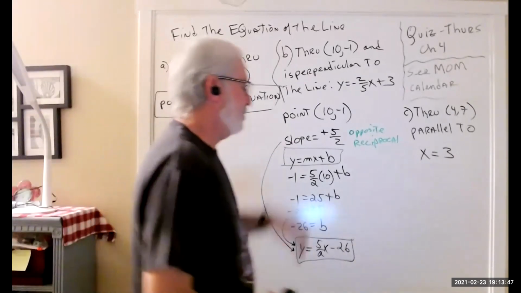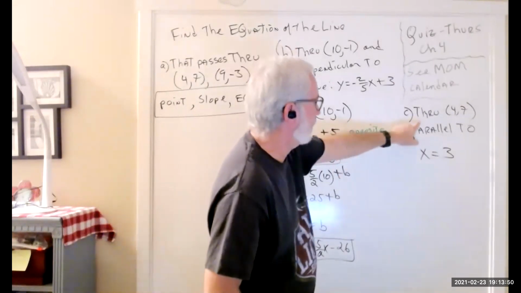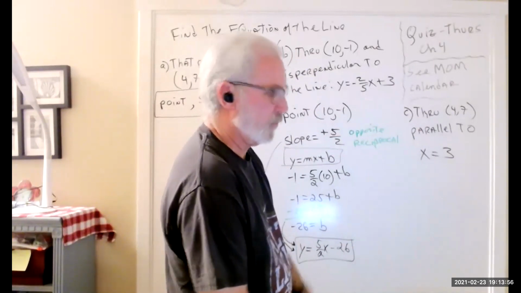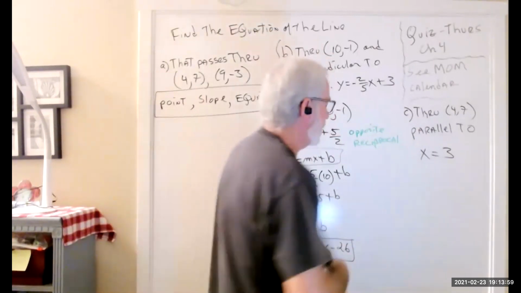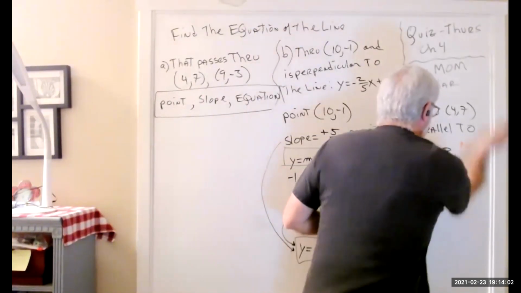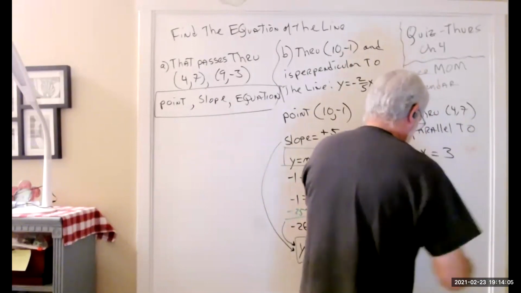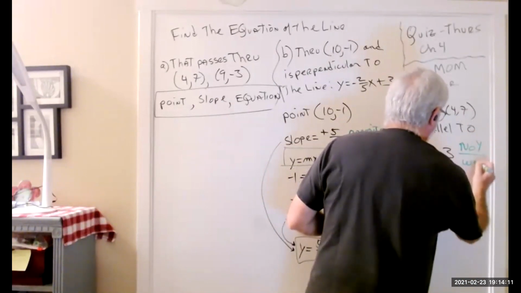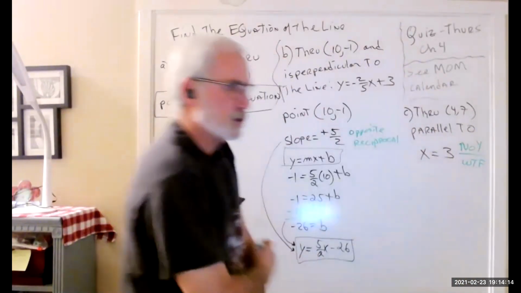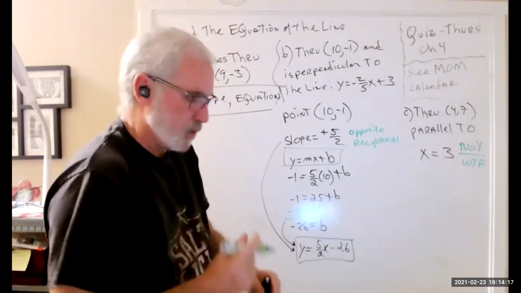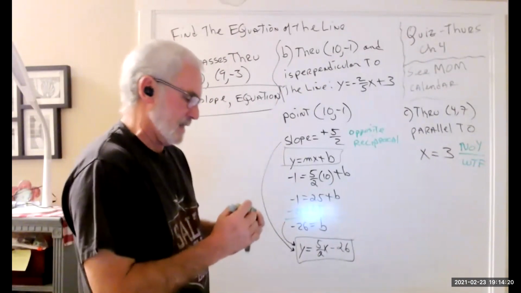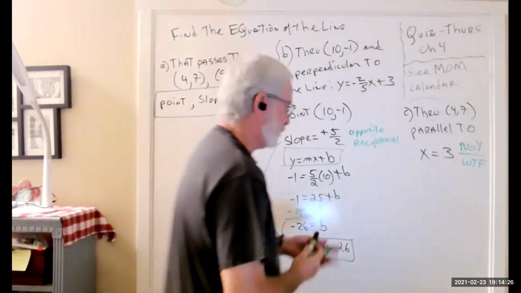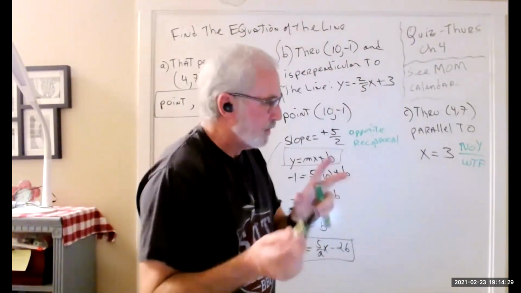Okay, so how about this one? Through the point (4, 7) and parallel to x equals 3. Again, the orange doesn't show up very well. This has no y value, no y. So it's a trick question. Something is weird there. When it's a trick question, you usually have to attack it in a non-normal way. Okay, so this is how I'm going to attack it. You might find a different way.